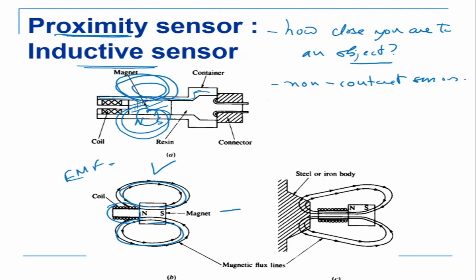Now the moment an object comes in front, as seen in this figure here, the magnetic lines of force are drawn out like that, and when they are drawn out, they pass through the coils, and then they are drawn out to that position, right?